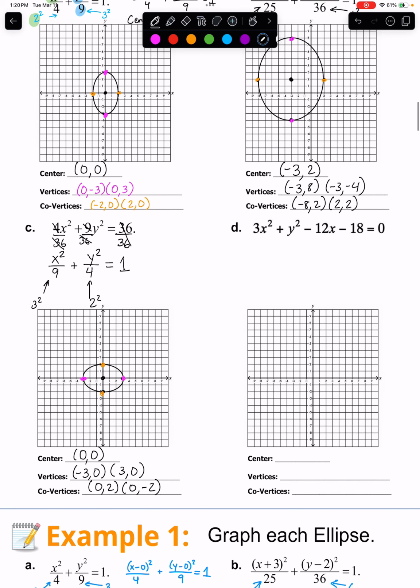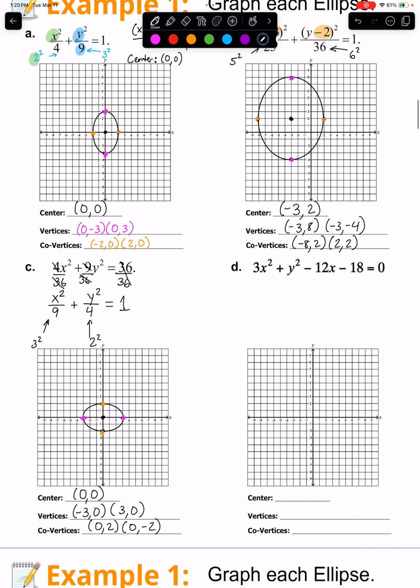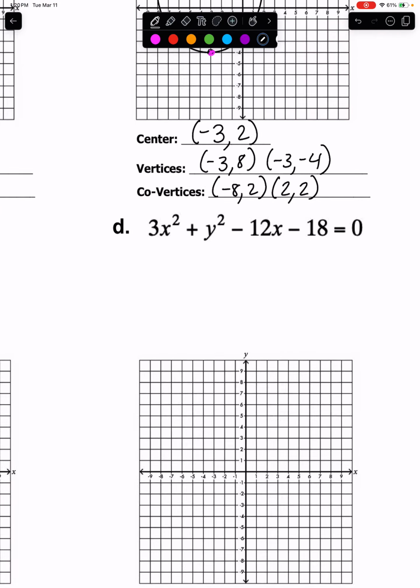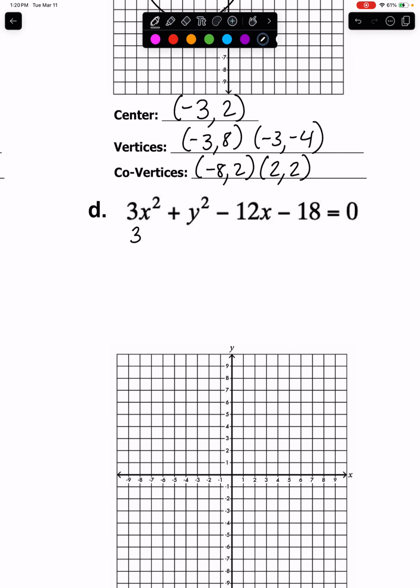All right, last one to try here. Ready? This one is going to require doing a little more effort. We are going to have to combine our like terms. So first, let's go ahead and reorder: 3x squared minus 12x plus y squared equals 18. And I always want my x terms kind of by themselves, so I can complete the square with this first set.